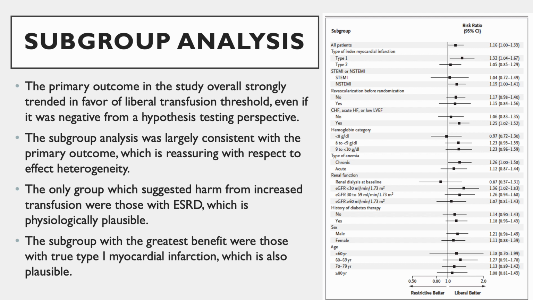In order to test for heterogeneity of effect, the authors did a subgroup analysis, which I have here pictured to the right. And as you can see, most of the subgroups have a similar magnitude and direction of effect. There was one subgroup that had a suggestion of harm, which was patients on dialysis at baseline. And that's reasonable, that's plausible that they would be harmed by increasing their transfusion goals.